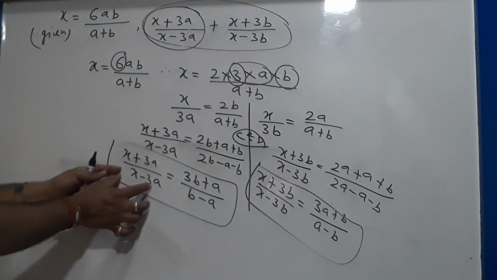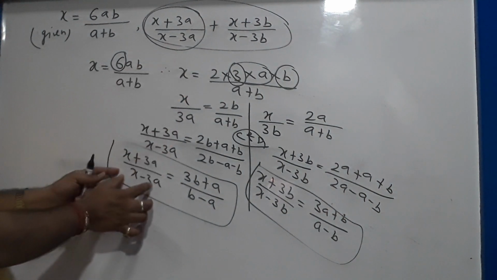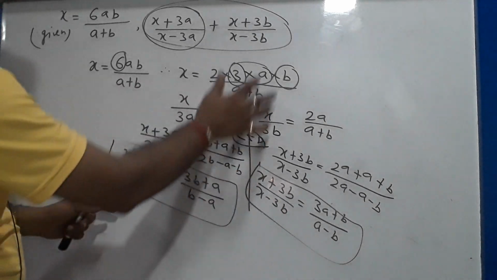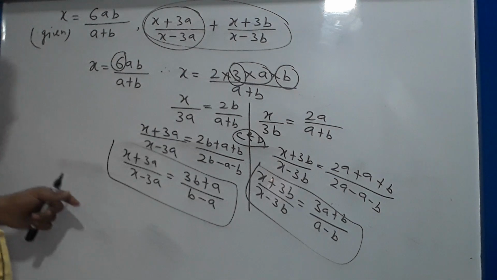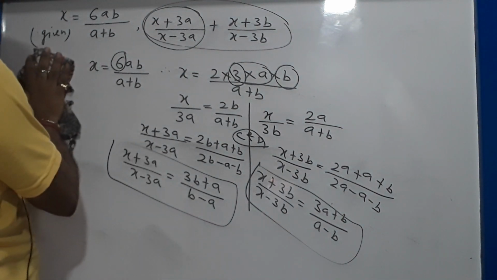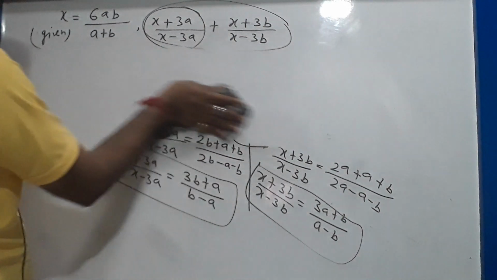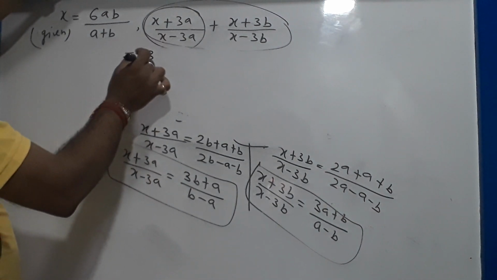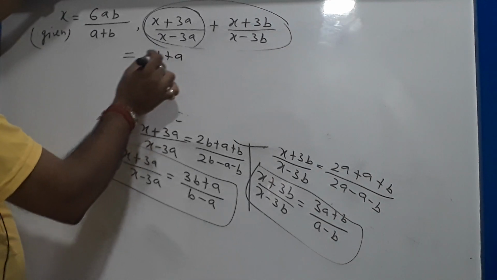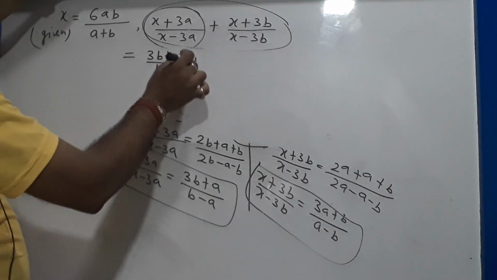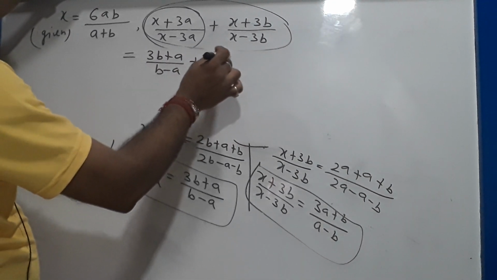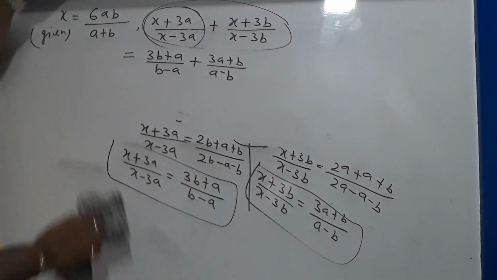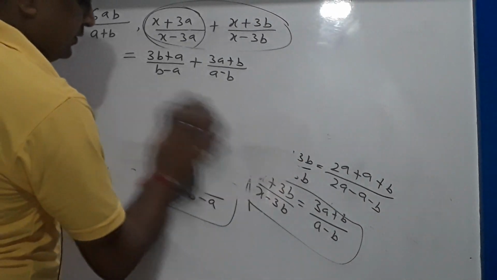Now we add them. x plus 3a upon x minus 3a, we replace this by this value, and x plus 3b upon x minus 3b, this we replace by this value. So what we will get, this value x plus 3a upon x minus 3a is 3b plus a upon b minus a, and this value is 3a plus b upon a minus b. Correct? So let us solve this.